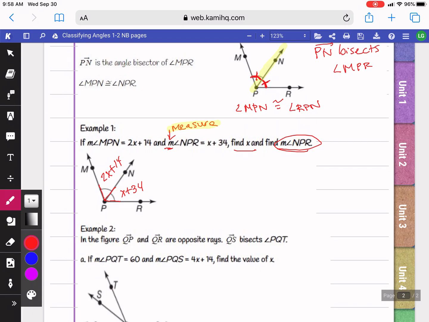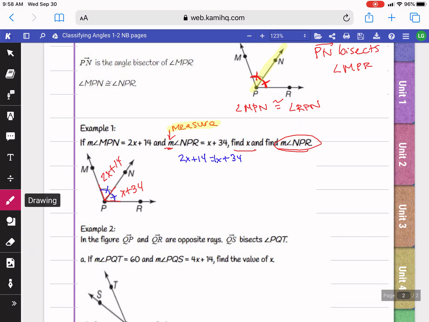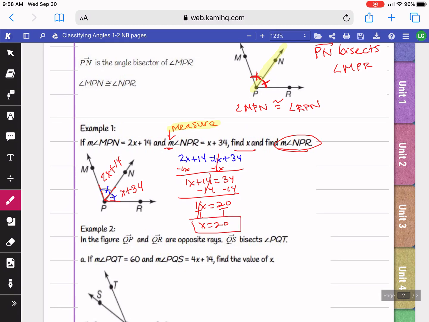Here, since we know that they have the congruent symbols, that means that these two angles have the same measure, so we can set them equal to each other. So I can set 2x plus 14 equal to x plus 34 and use that to solve for x. So I'm going to put my imaginary 1. Remember, when you have letters on both sides, you undo one of them. So I'm going to undo my 1x. Then I'm going to subtract my 14. So I get 1x equals 20. If you divide by 1, x is 20. So we have part of our answer because it was asking us to find x.